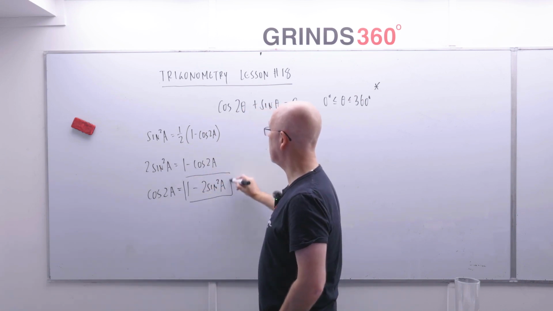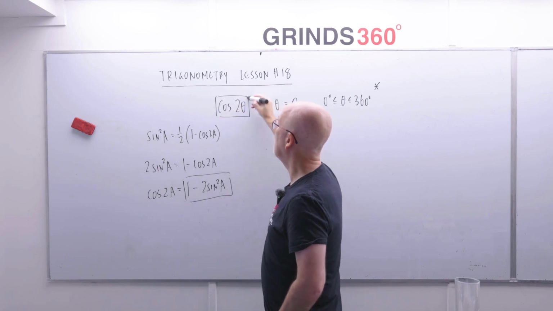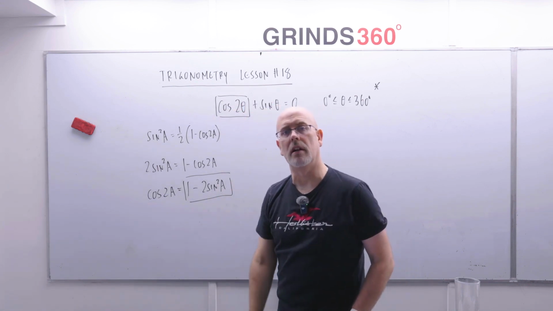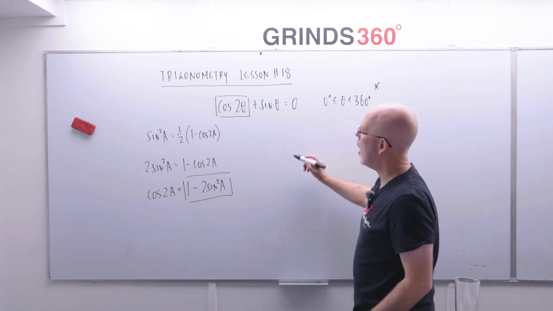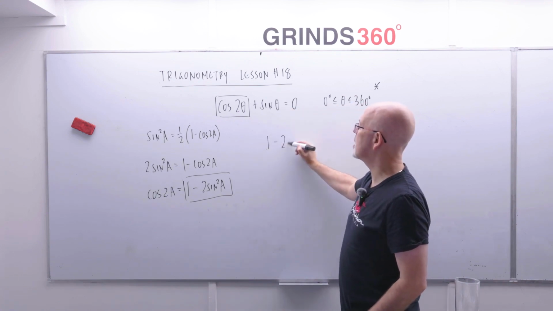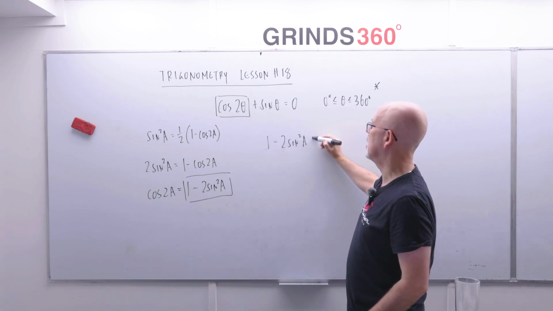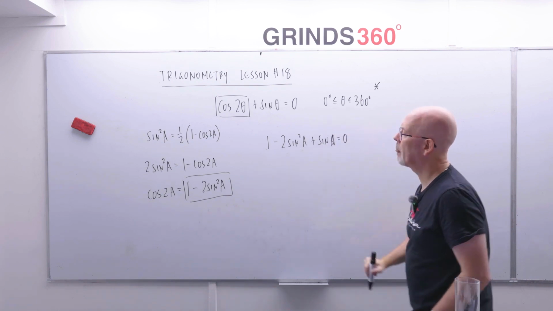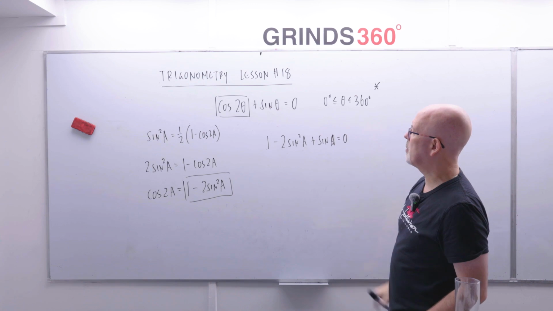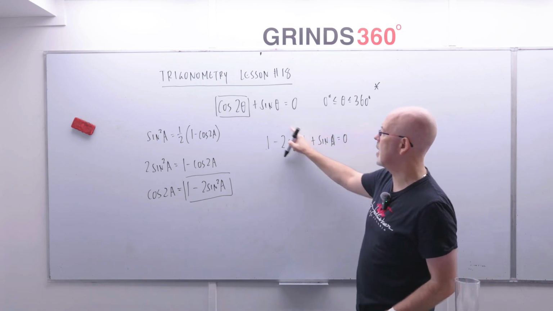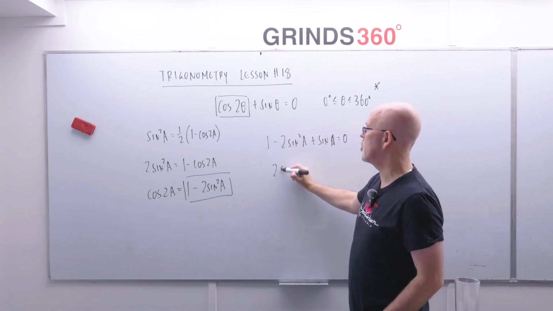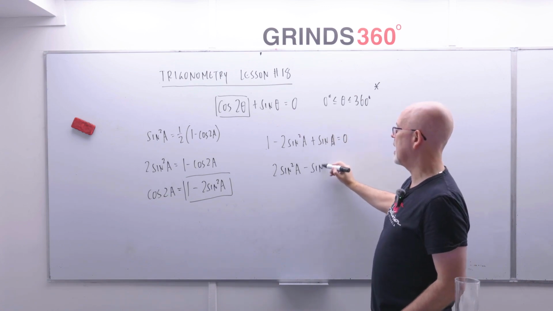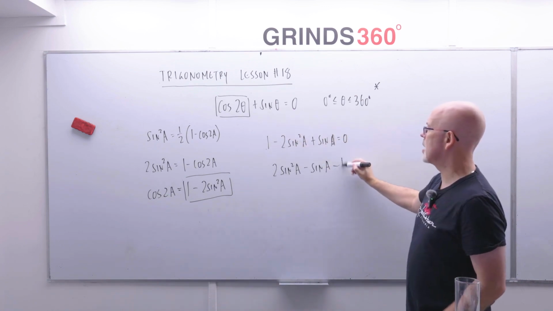And I can now put this in here. And now the equation will only contain sines, and now we're in business. Now we can solve. Okay? So you can see if I swap that out, I get 1 minus 2 sine squared a plus sine a is equal to 0. And maybe if I just multiply everything by -1, just to change all the signs. So I multiply this by -1, I'll get 2 sine squared a. Multiply this by -1, I'll get minus sine a. Multiply that by -1, I get -1 equals 0.